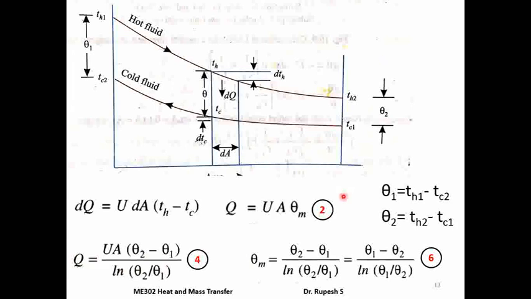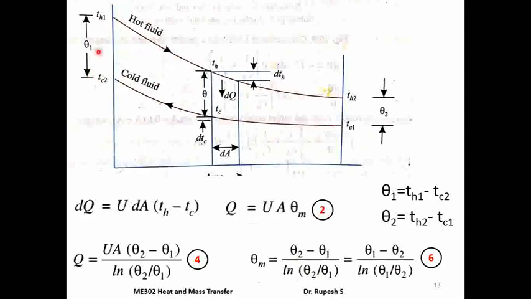Again, if we compare this total heat transfer rate with the total heat transfer rate in terms of LMTD, that is equation number 2, equating 4 and 2, we can get LMTD for a counterflow heat exchanger as theta m is equal to theta 2 minus theta 1 divided by ln theta 2 by theta 1, which is equal to theta 1 minus theta 2 divided by ln theta 1 by theta 2, where theta 1 is the temperature difference between the hot and cold fluid at the inlet of the heat exchanger.